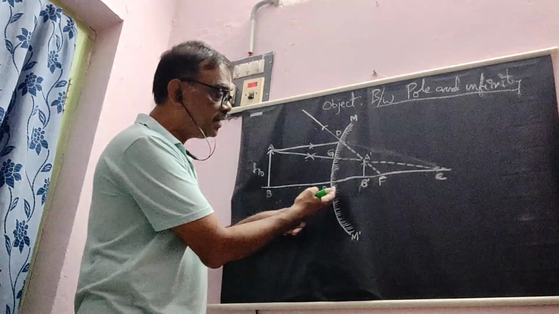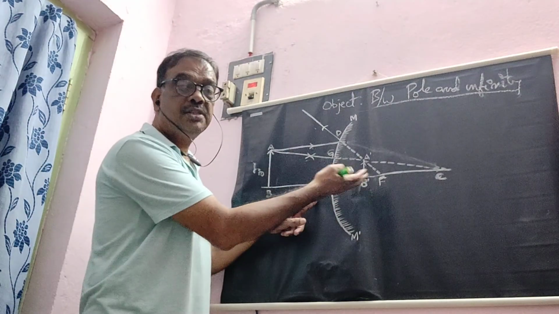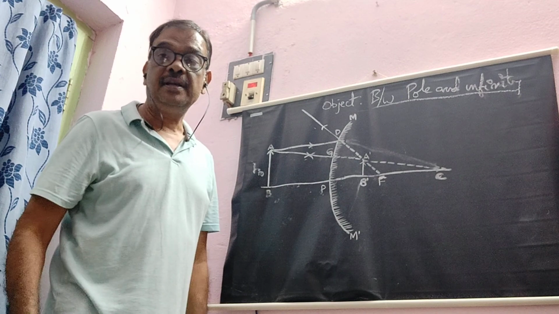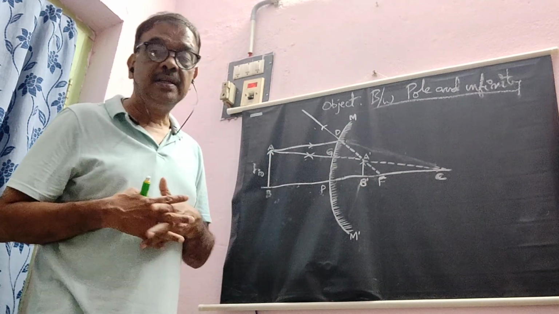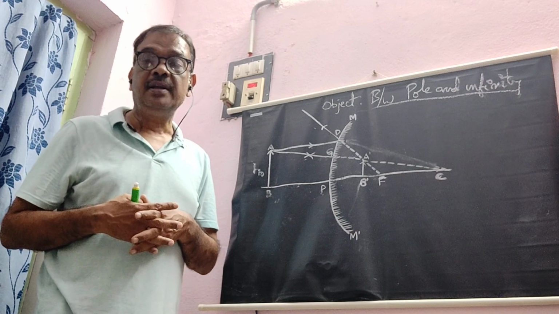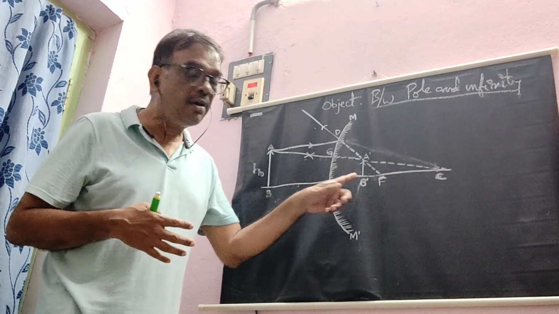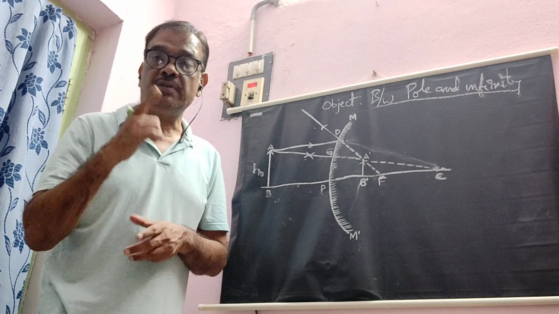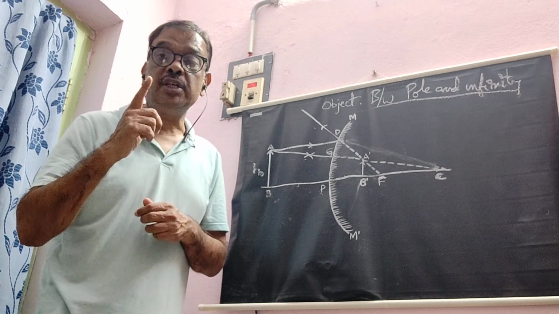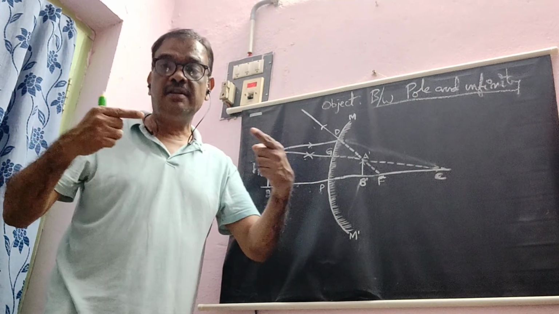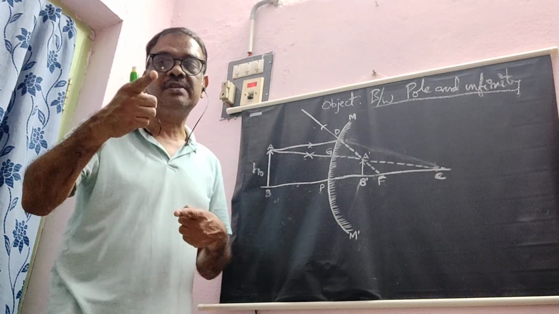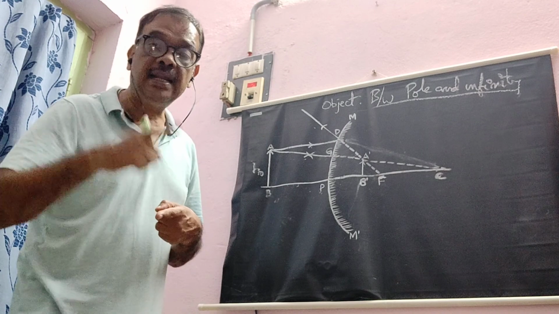Behind the mirror, as you can see, this is in front of the mirror. The image is formed behind the mirror. That's why the rays are not actually meeting. They appear to have come from some other point behind the mirror. That's why, as the image is formed behind the mirror, the nature of the image will be virtual and erect. If the image is formed in front of the mirror, the reflected rays actually meet. That's why we call it real and inverted.